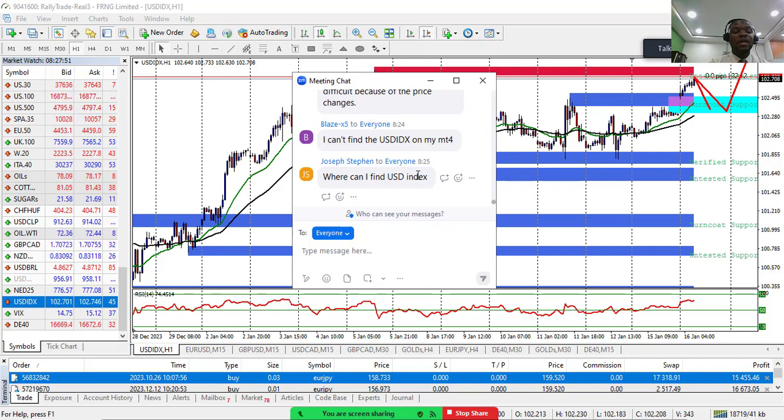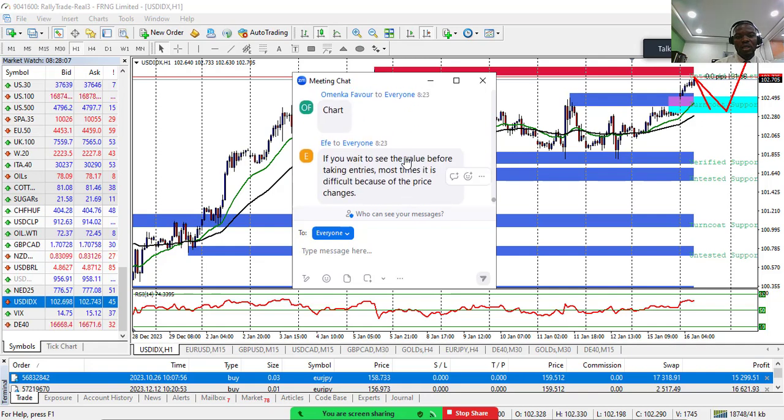Another way you can do it is just click anywhere inside the market watch and keep on typing U. No, U is for USD, right? So it will be skipping through all of the instruments and of course assets that start with U until you get to USD index.